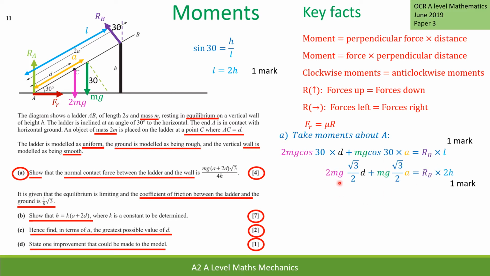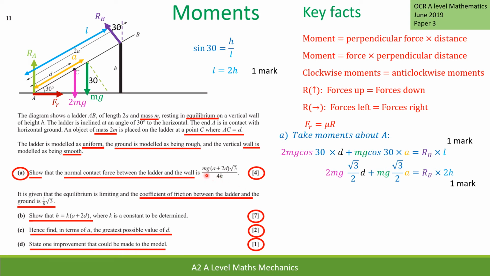So I've got 2mg cos 30. Again, type it in your calculator, or just know that cos 30 is root 3 divided by 2, times by D plus mg root 3 over 2 lots of A is equal to R times by 2h for your third mark. From here, I've got to rearrange to find RB, which is the contact force between the ladder and the wall. So I'm trying to work out RB. So basically, I need to divide everything by 2h, which will give me the value of RB. But it's got to be written in this form here.